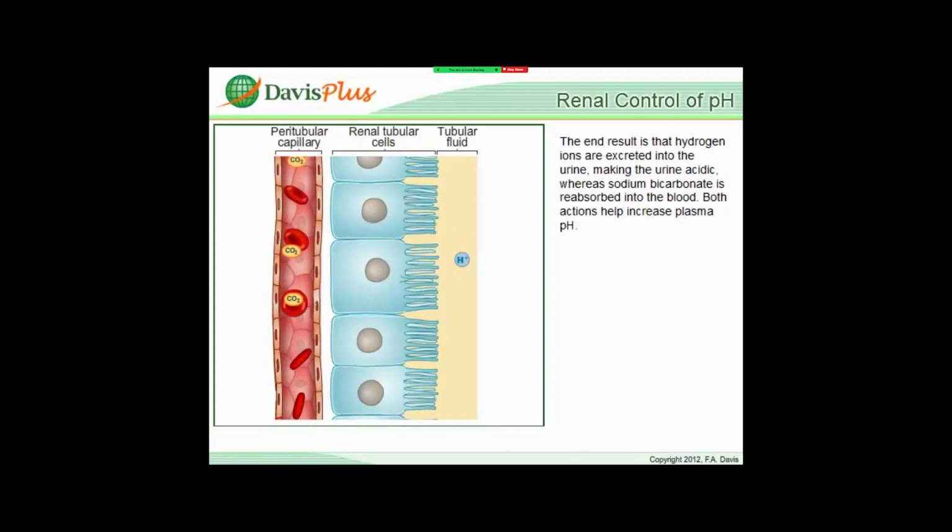The end result is that hydrogen ions are excreted into the urine, making the urine acidic, whereas sodium bicarbonate is reabsorbed into the blood. Both actions help increase plasma pH.